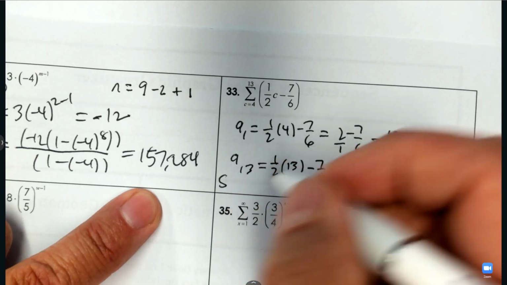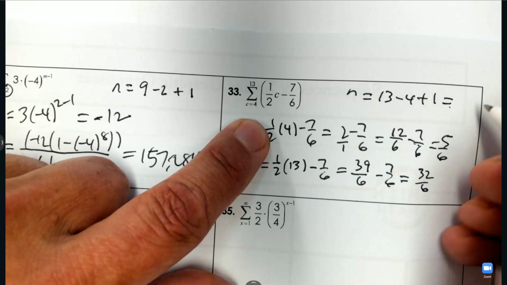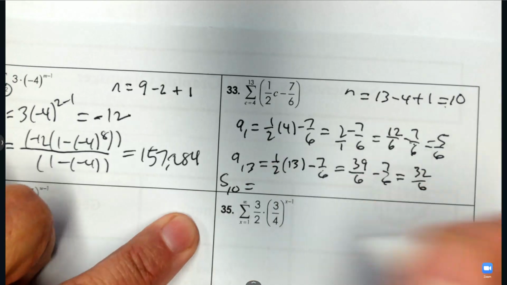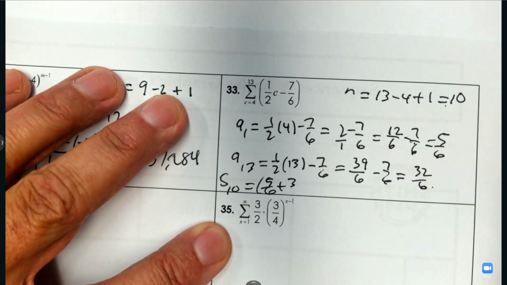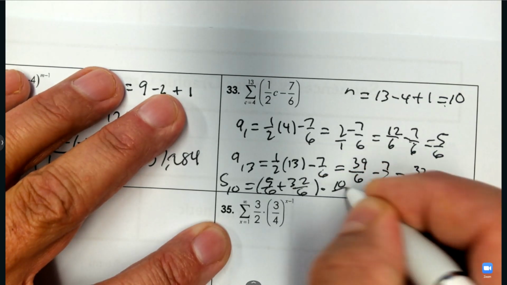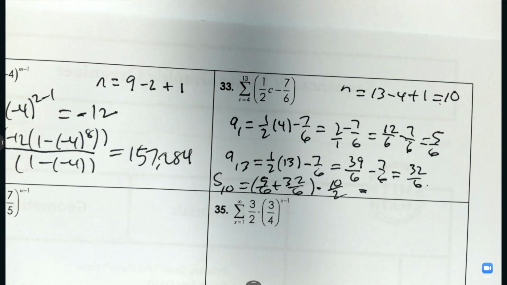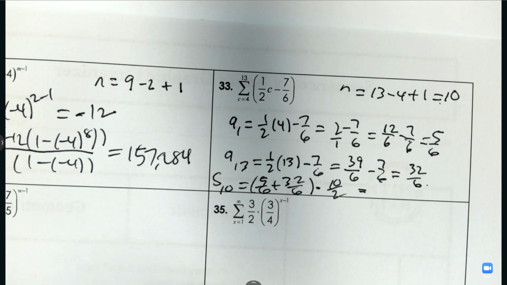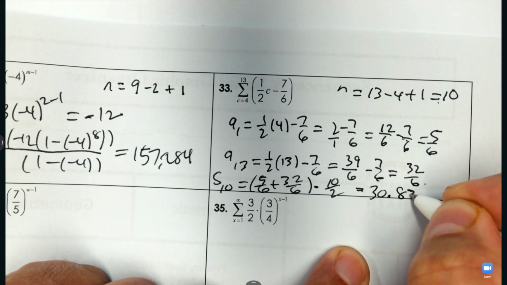And then to add up the first. Now, to know how many terms there are, you take 13, take away 4, and add 1. So that is 10. So I go the first number, which is 5/6, the last number, which is 32/6, and then multiply by how many numbers you have, divided by 2. If you use your calculator, use Desmos, you would get a decimal, and I got 30.83 repeating.